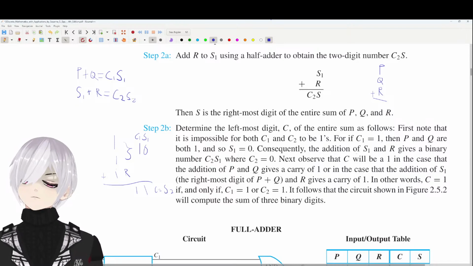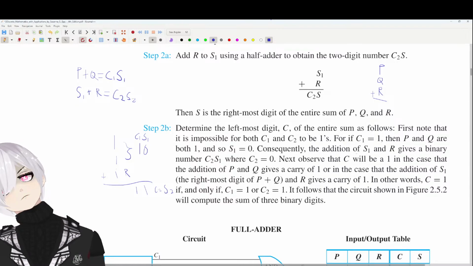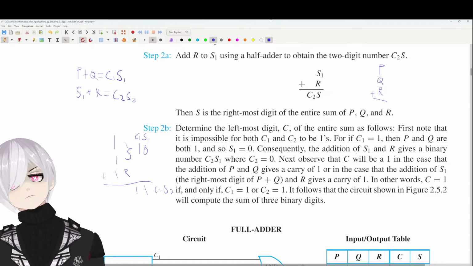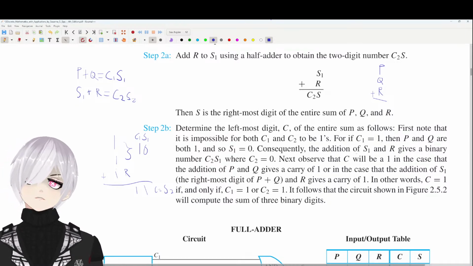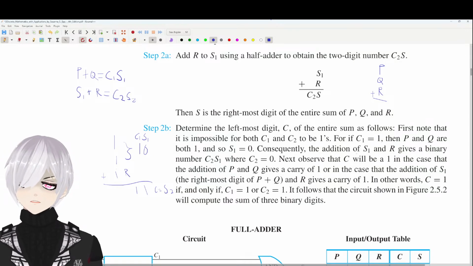So C1 S1 plus R equals CS. C1 S1 plus R equals CS. How do you get C, C2 again? C2 is that S1 plus R.